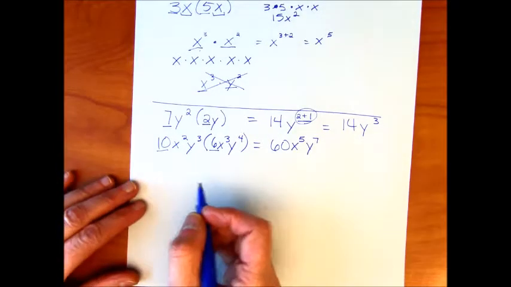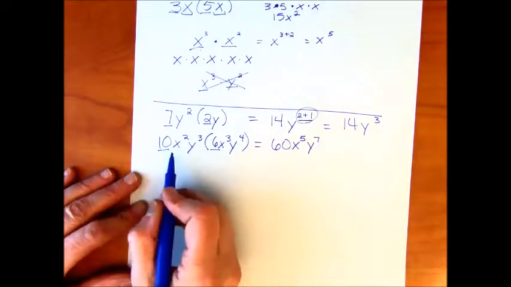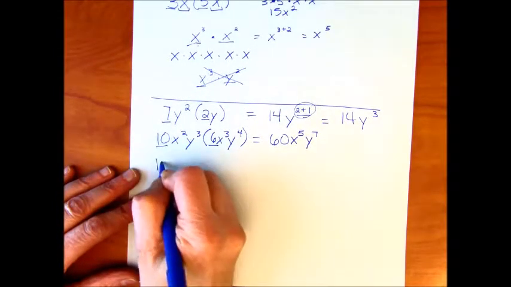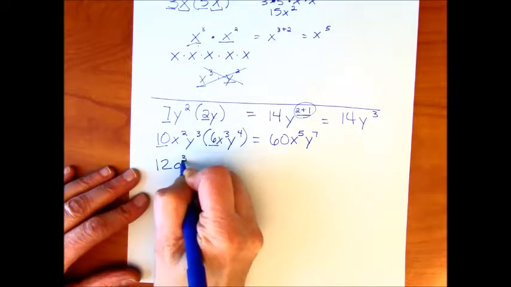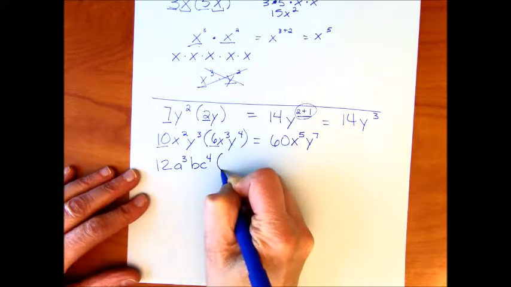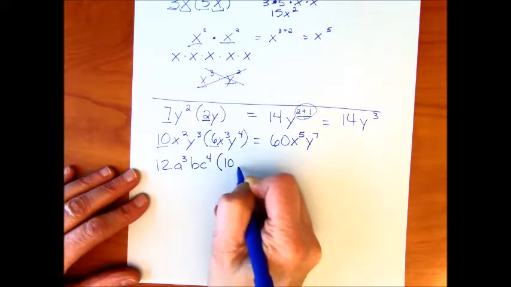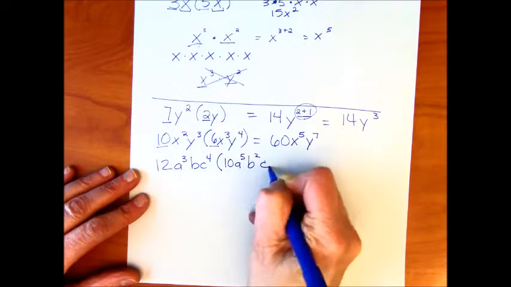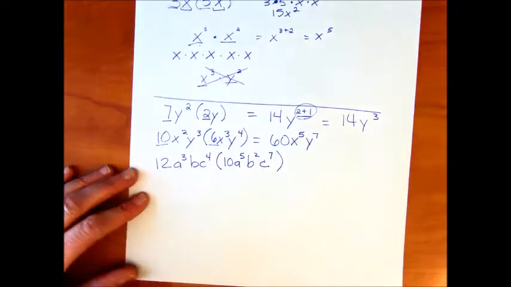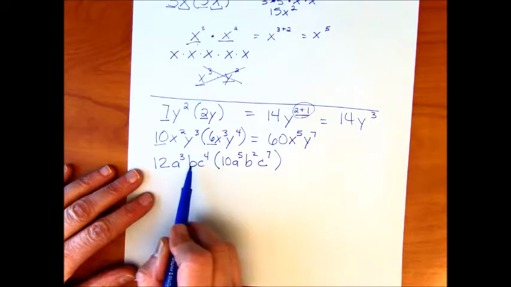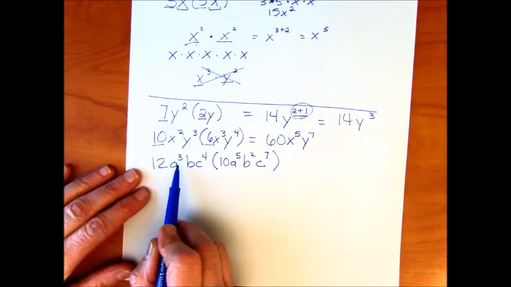And let's do one more tricky one where we're just multiplying a monomial with a monomial. In this example, we have 2a cubed b, c to the fourth. And we're going to multiply that to 10 a to the fifth power, b squared, and c seventh. So notice that in each term, the variables are the same, the exponents are a little different, so we're going to be doing that adding trick again.